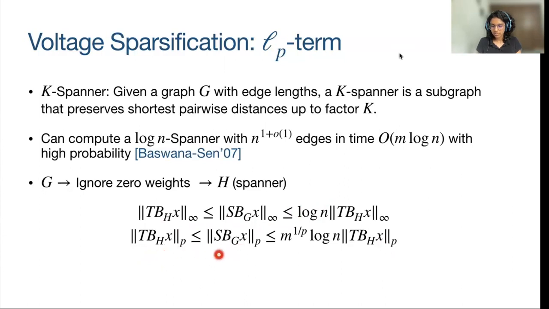This part just follows from the fact that H is a subgraph of G. And to see this part, you can just do a norm translation using the above equation.